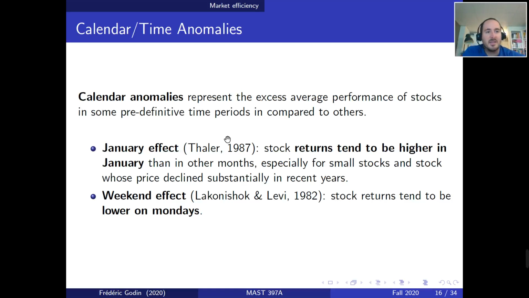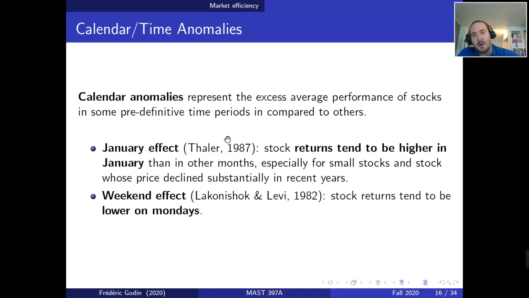So anomalies are not something static through time. They might appear and disappear as people realize that they exist. It's the same thing for arbitrage opportunities. When there's an arbitrage opportunity, eventually somebody somewhere, an investor, will realize it exists, start exploiting it, and the arbitrage opportunity would disappear eventually.